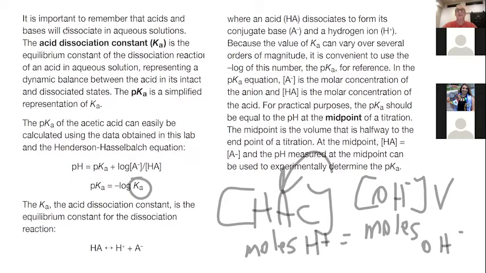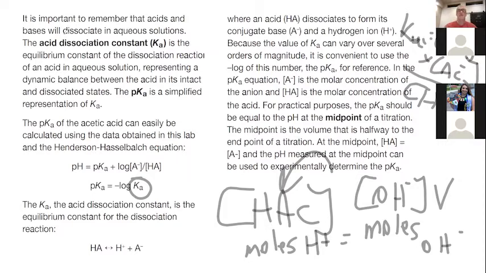We can calculate the Ka by seeing how much volume of the base it took to titrate the acid. And it may not appear how we're going to do that immediately, but remember that Ka is equal to the concentration of H+ multiplied by the concentration of the acetate ion divided by the concentration of the acid.